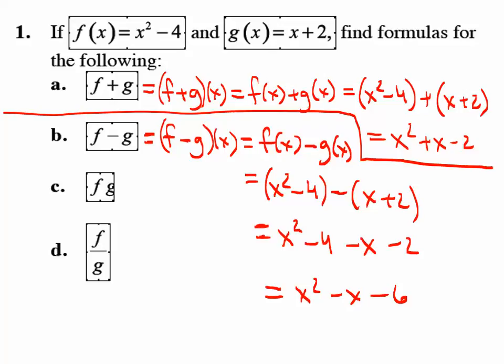Right, your job is C and D. Can you multiply the two functions together? F times g. Can you divide the two functions? Let you guys try that first though.